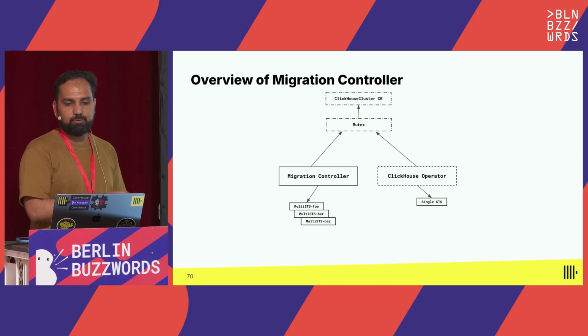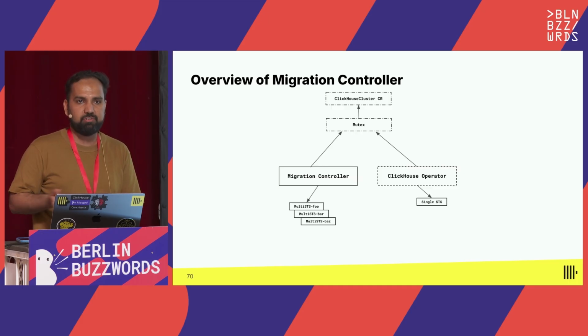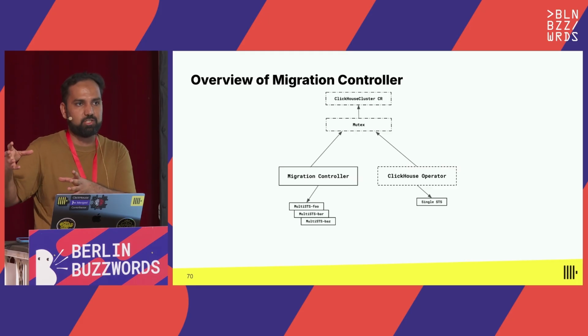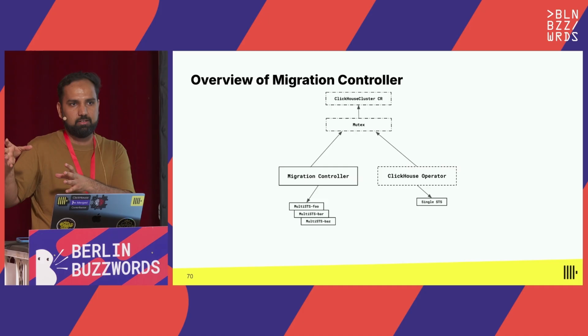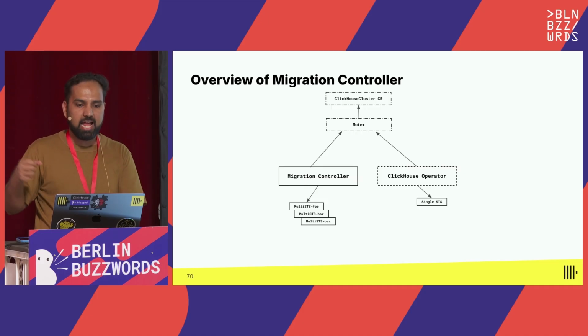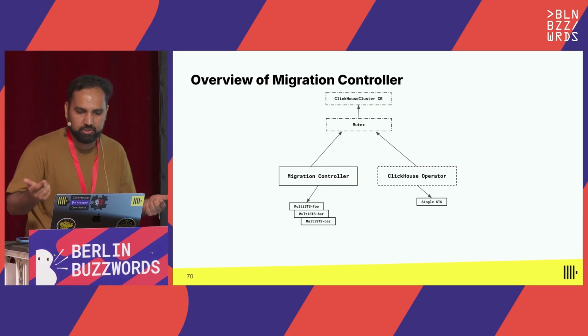And the way it works is it works through a mutex, right? You need this mutual exclusion because you cannot have both the ClickHouse operator, which is the primary controller responsible for reconciling those resources, and the migration controller reconciling the same resource at the same time. So you need to have some sort of exclusion there.